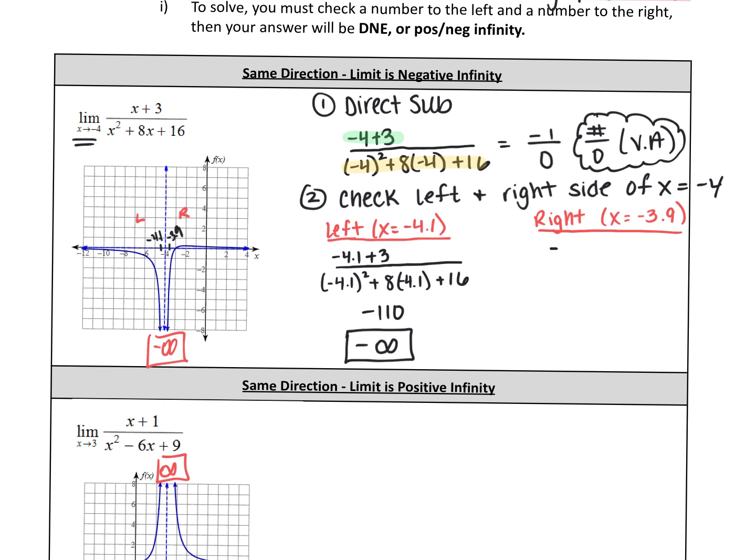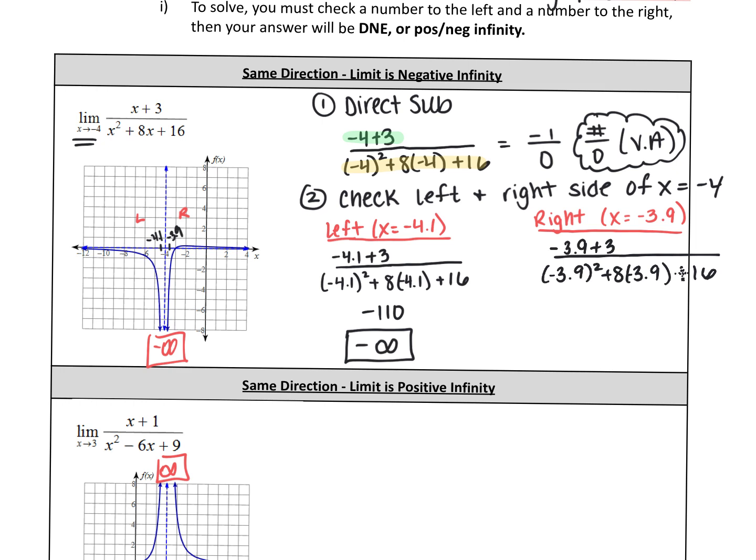So -3.9 plus 3 over negative 3.9 squared plus 8 times negative 3.9, plus 16. So take a minute, pause the video, and try that and get an answer and hit resume when you're ready.